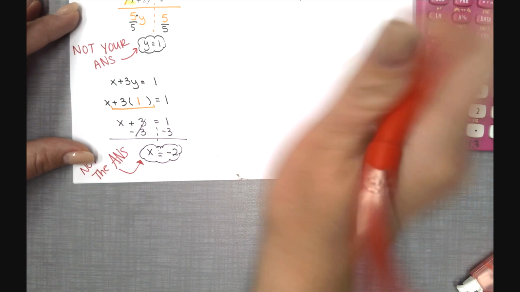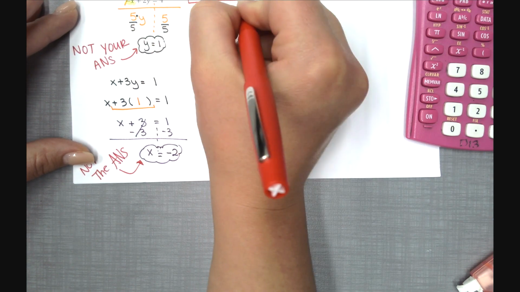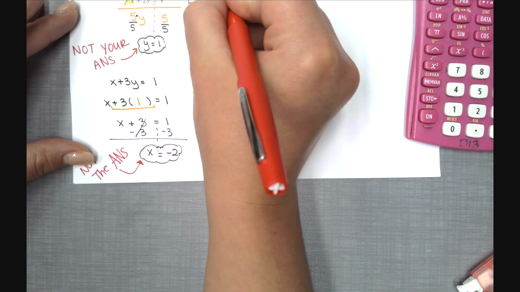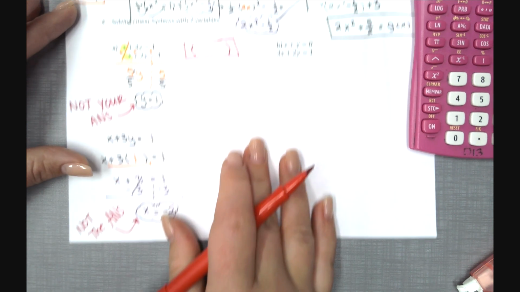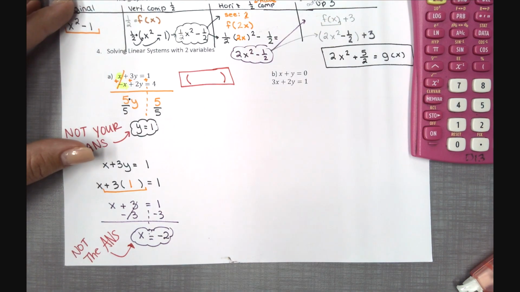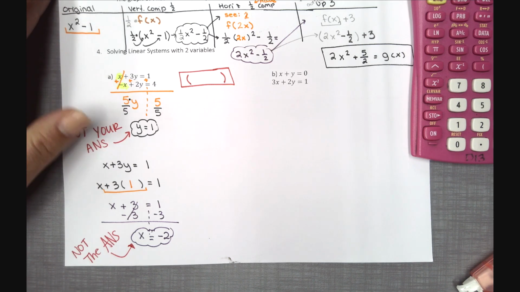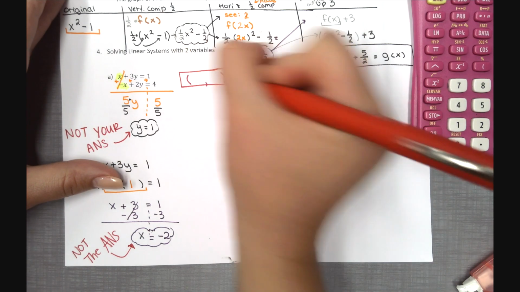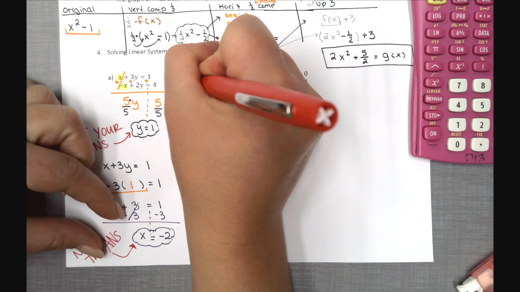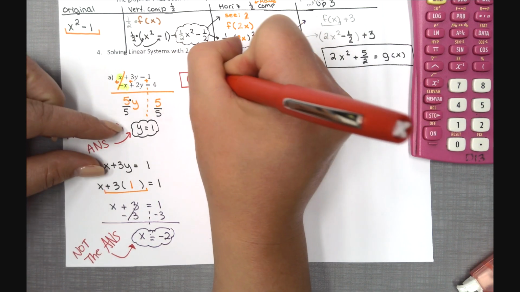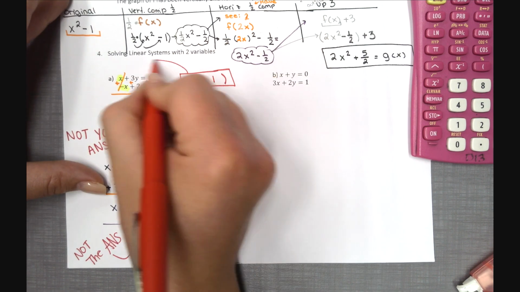So what is the answer for A? We're going to open up parentheses. Parentheses are required. If you don't put your parentheses, it is going to be marked incomplete. We are solving for a point of intersection. A point has parentheses and a comma. Our x value was negative 2. Our y value was positive 1. This is the answer for A.